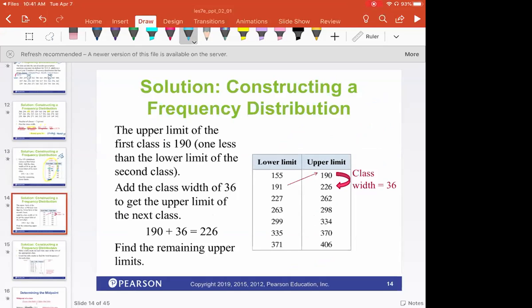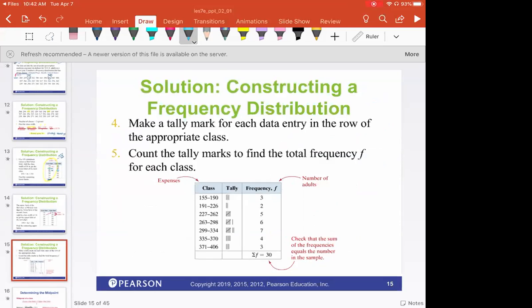All right, constructing a frequency distribution. Oh, here we do this. The upper limit of the first class is 90, one less than the lower limit of the second class. And you add the class width of 36 to get the upper limit of the next class, which we did. Step 4, make a tally mark for each data entry in the row of the appropriate class.